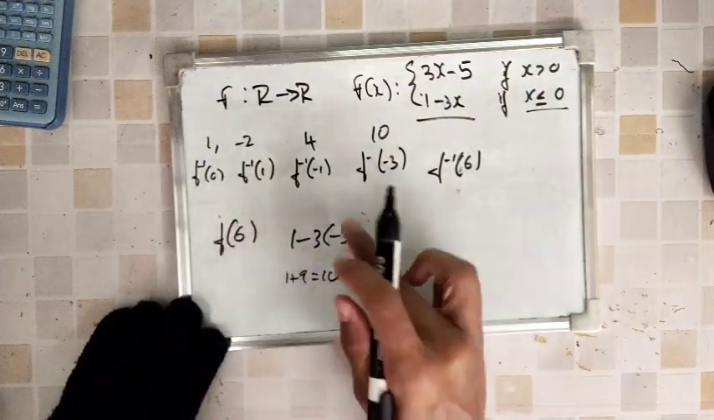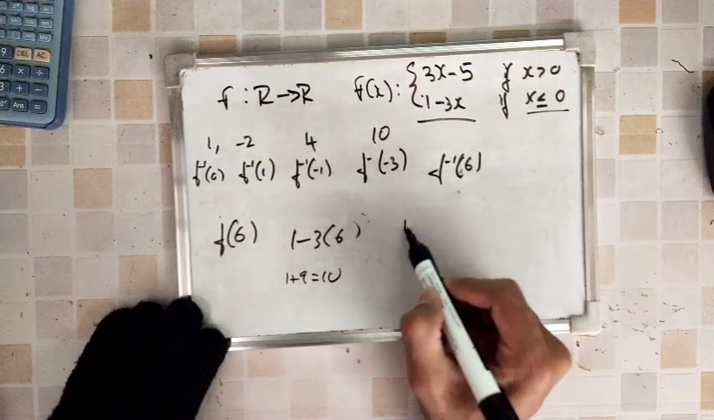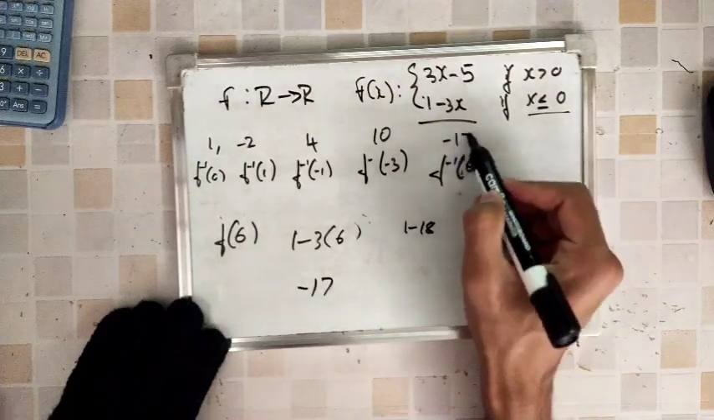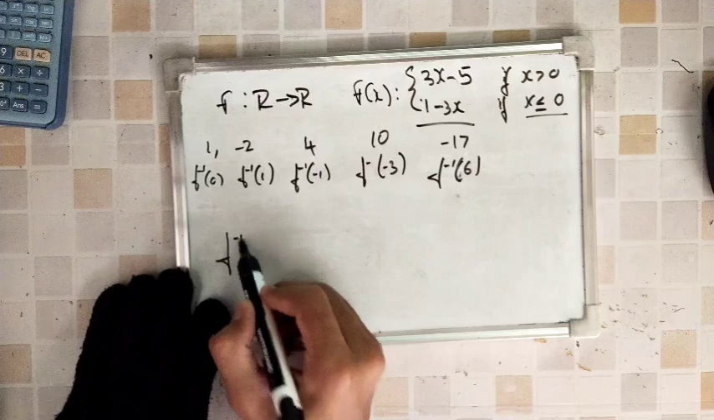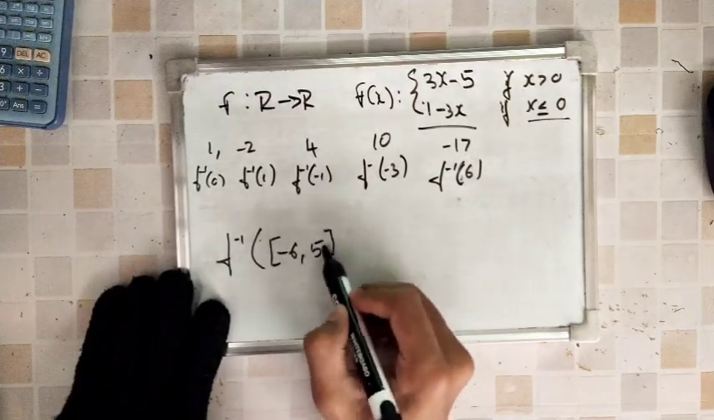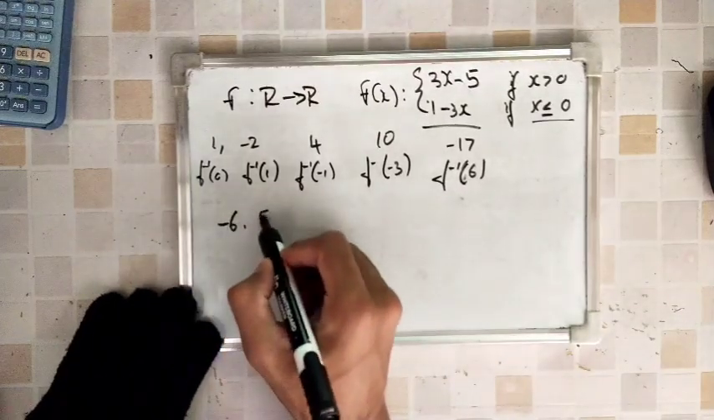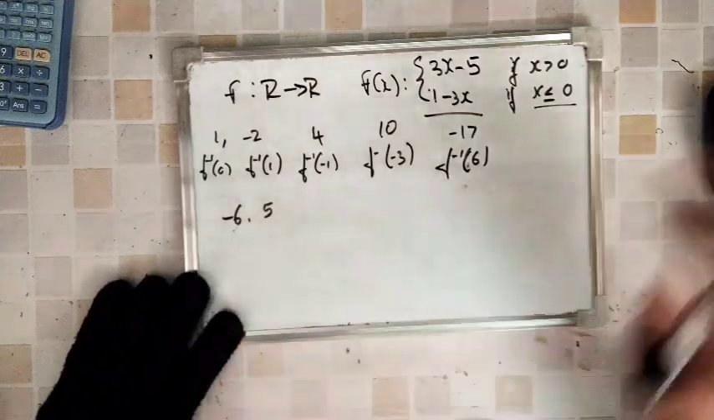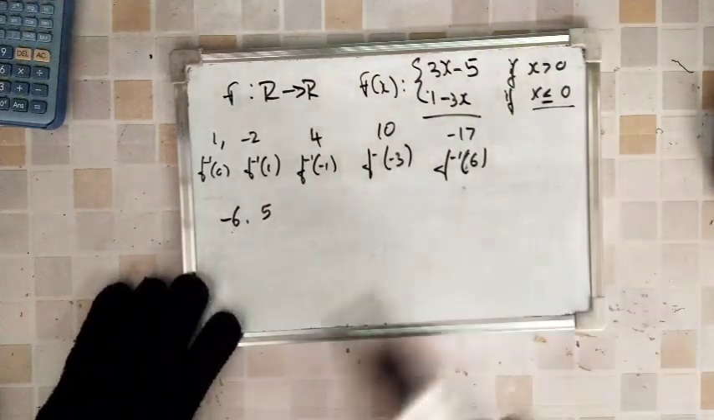6, 1 into 1 minus 3 into 6, 3 6 is 18, 1 minus 18 is minus 17. Okay, then they have asked f inverse of minus 6 comma 5. This thing, how will you do? So see, they have asked minus 6 comma 5. So first I will take this equation, for minus 6 comma 5, right? So first I will go for minus 6 comma 5.